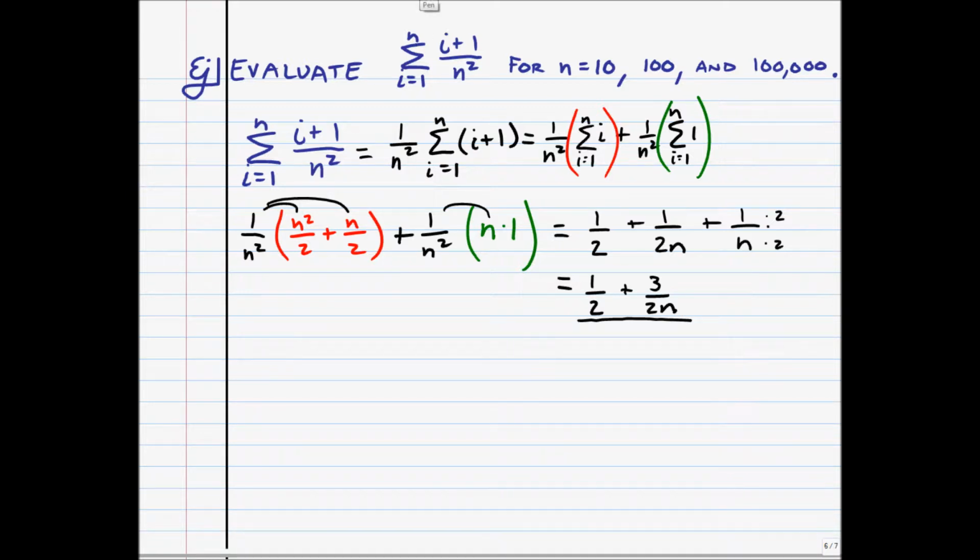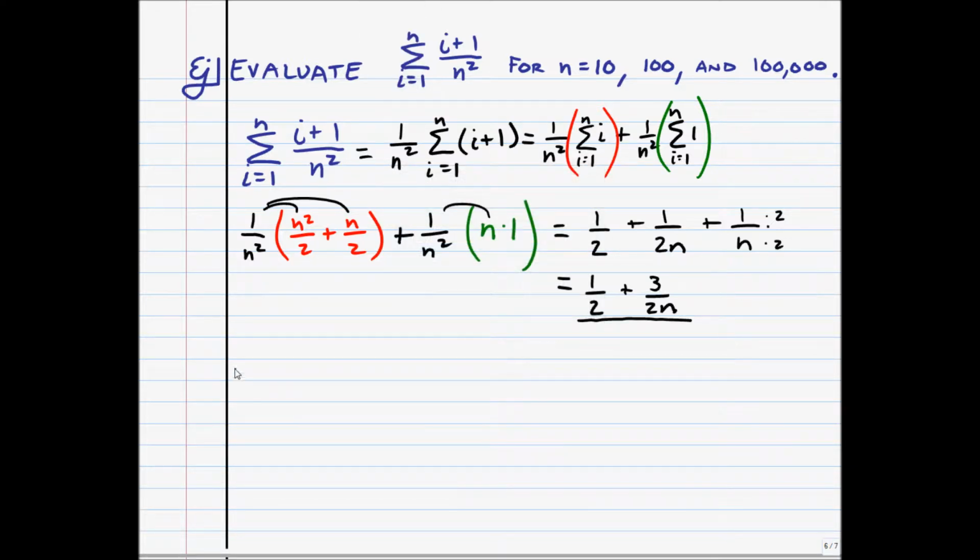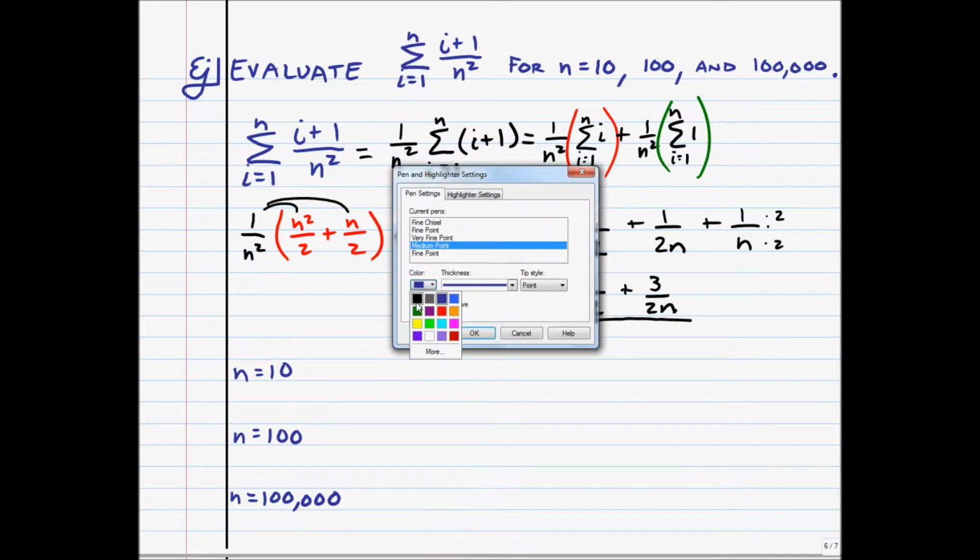Interesting. So this is the thing I've got to evaluate. The question then becomes, what happens with different values of n? What happens when n equals 10? What happens when n equals 100? And what happens when n equals 100,000? Again, you might say that's a ridiculous job of spacing, and you're absolutely right. I'm going to fix it right now. There we go.